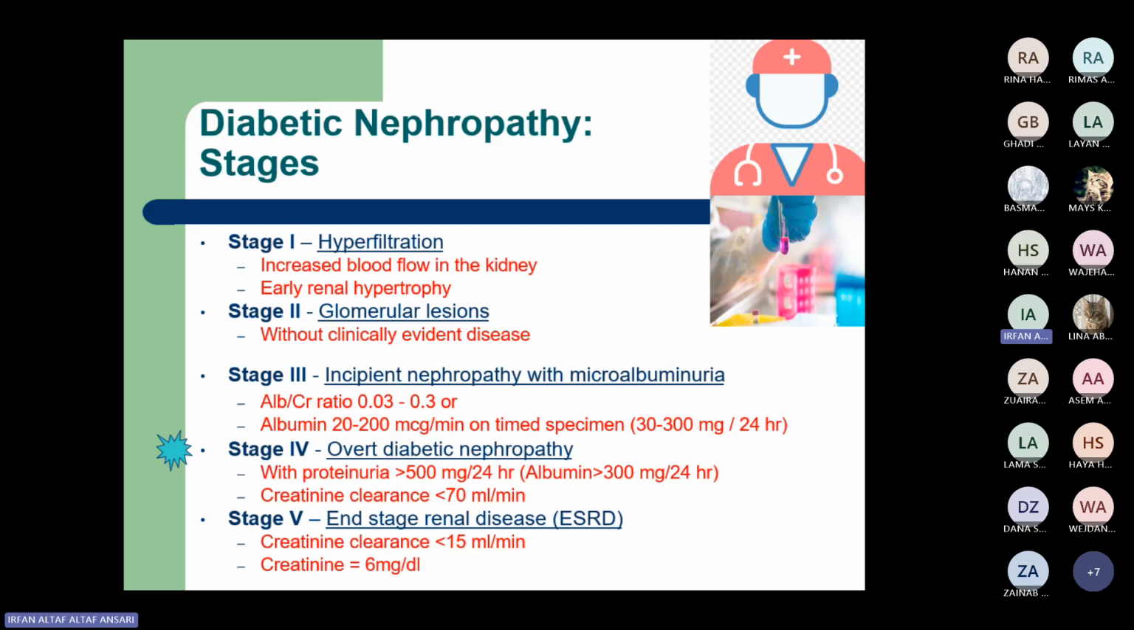Stage 3, you have incipient nephropathy with microalbuminuria. So microalbuminuria starts in stage 3. Stage 4, you have overt diabetic nephropathy, where you find proteinuria, like nephrotic range proteinuria, and creatinine clearance less than 70 mL per minute. And stage 5 is end stage renal disease, where creatinine clearance is less than 15 and creatinine is 6 milligram per deciliter or more. So these are the stages, and that one was the classes.